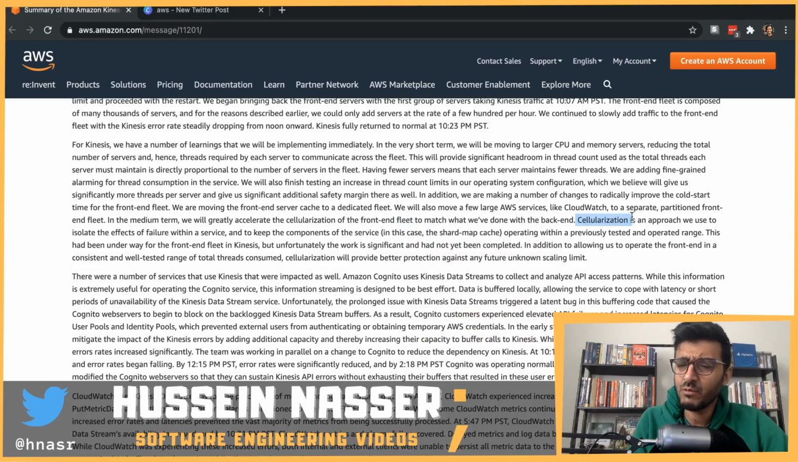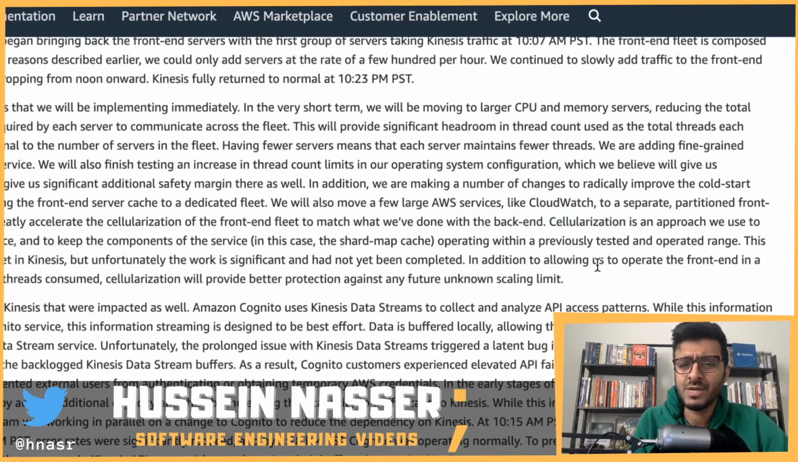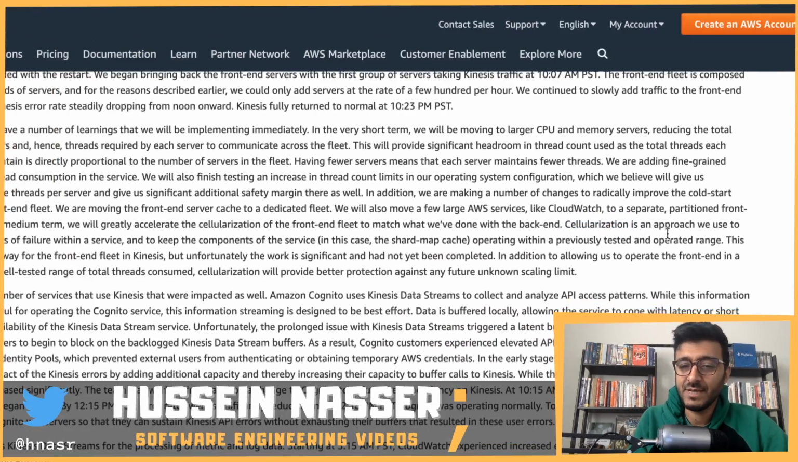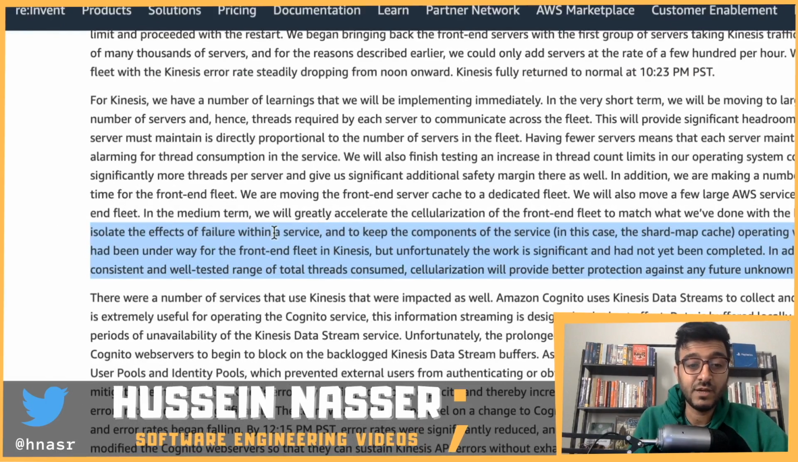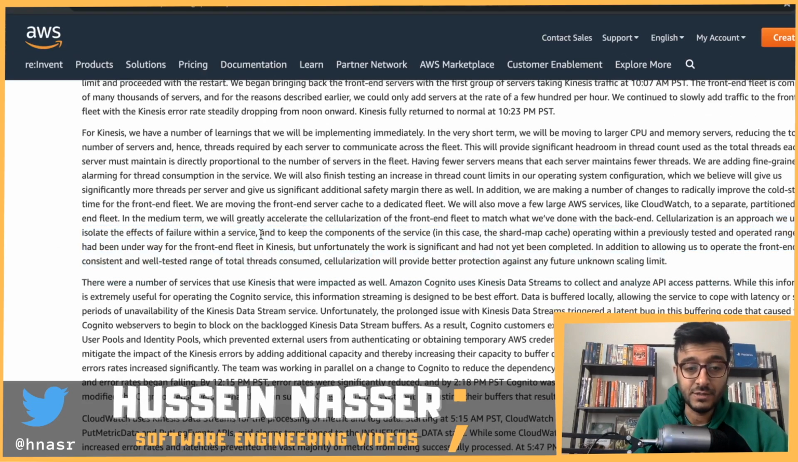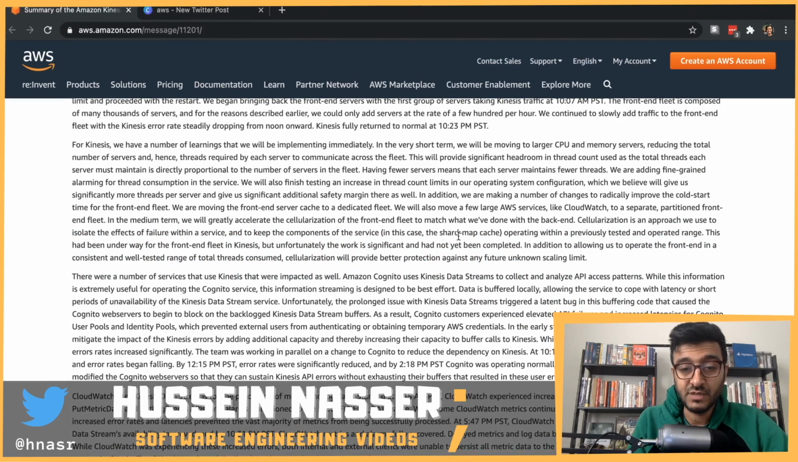Serialize. I'm not familiar with that word, guys. If you know what that is, I don't. Serialization is an approach we use to isolate the effect of failure within a service, and to keep the components of the service, in case of the shard map cache, operating within a previously tested and operating range. Okay, are they sharding the cache?